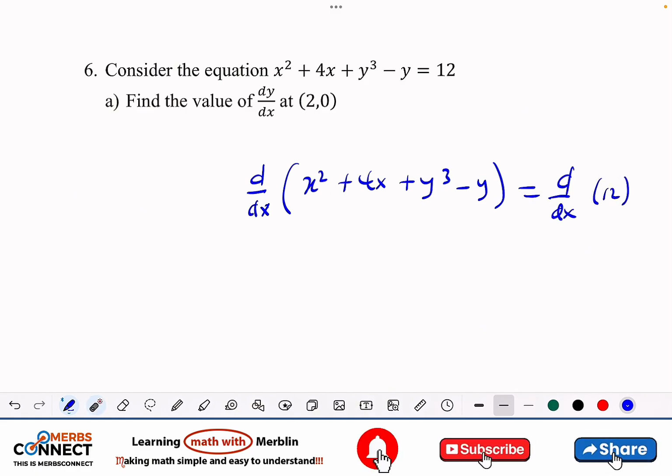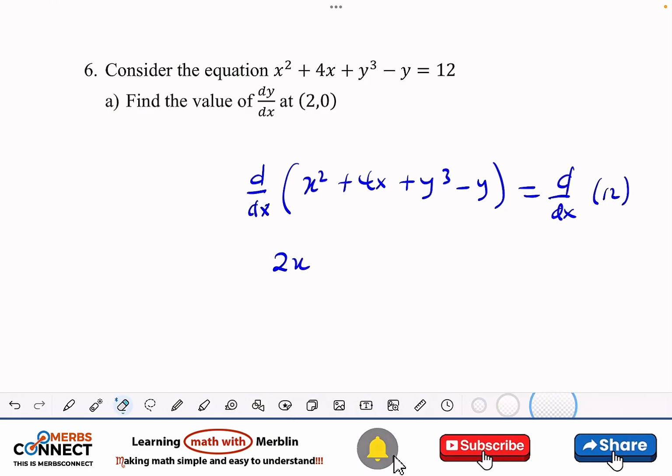So let's go. Remember, we are going with respect to x. So when I differentiate x squared, I'll have 2x without adding anything to it, because d of x divided by dx gives 1. Then when I differentiate 4x, I get 4, because when I differentiate x, I get 1. Now, the problem is here.